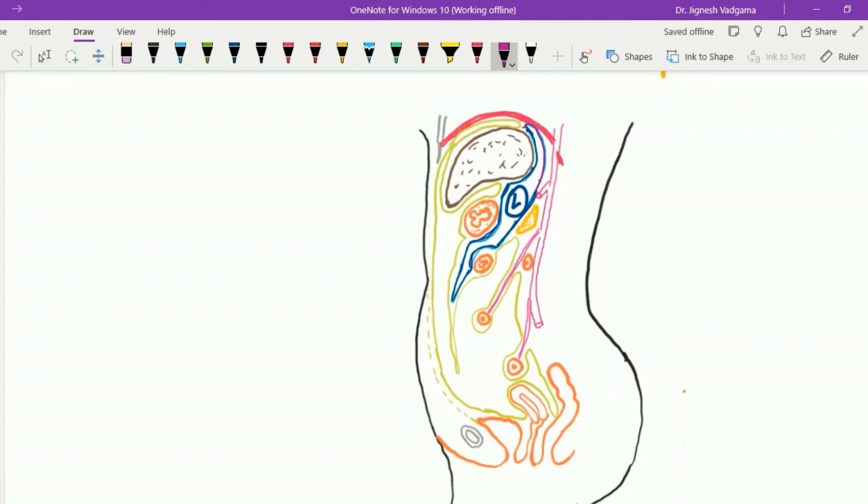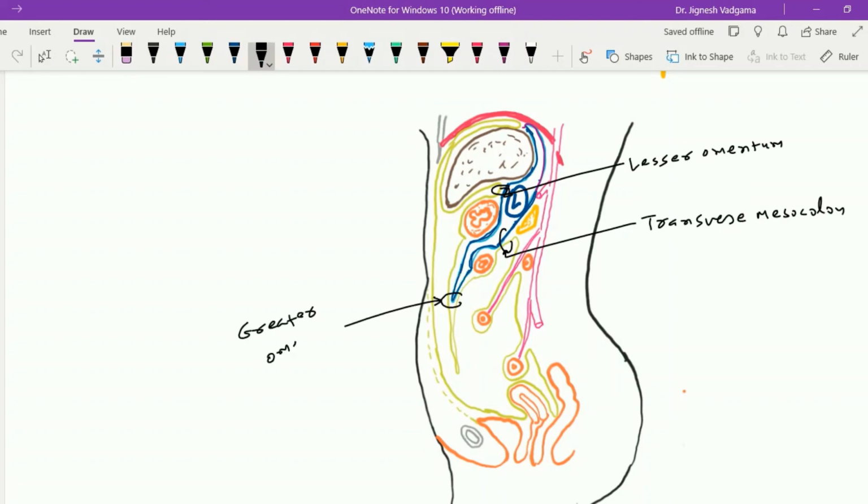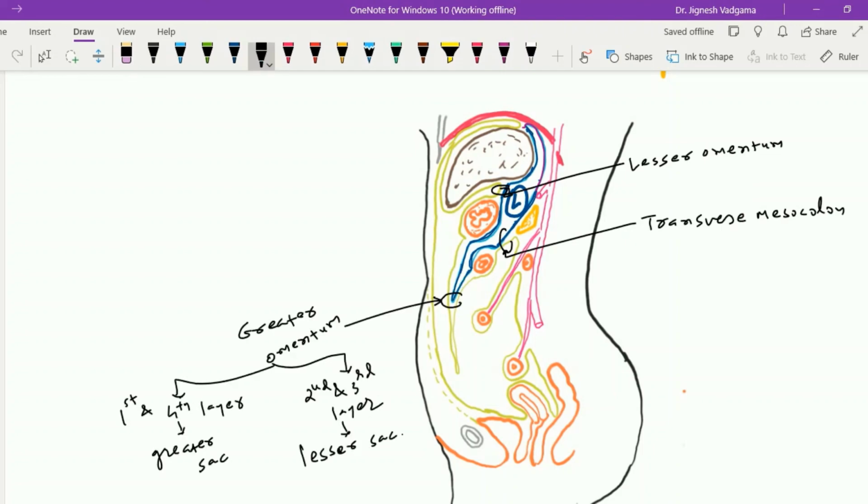So the small sac which is situated behind the stomach is called the lesser sac, and the larger sac which is situated in front of the stomach is called the greater sac, in a nutshell. So here in this figure, this is the lesser omentum. And here the greater sac and the lesser sac both communicate with each other through this foramen, which is situated just below this lesser omentum, and this foramen is called the epiploic foramen.